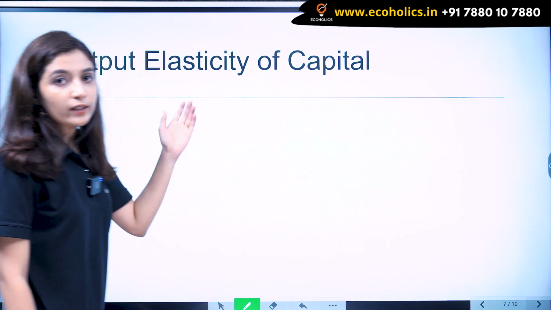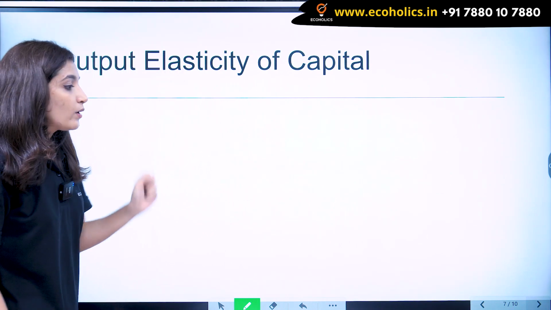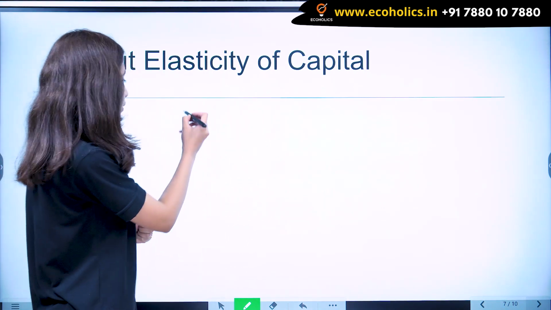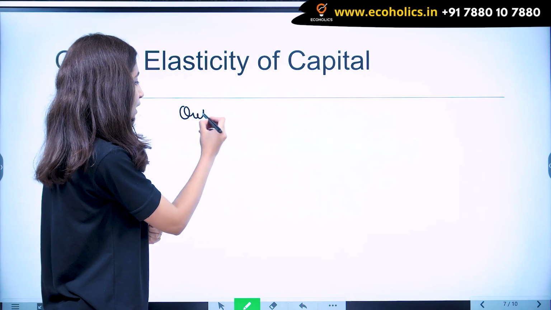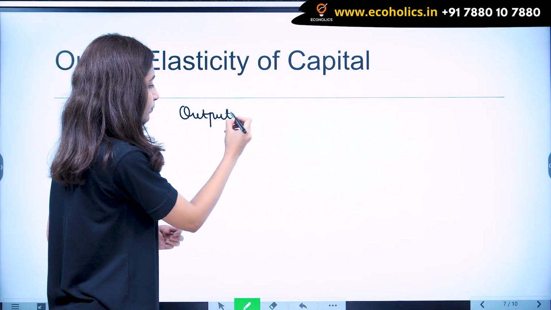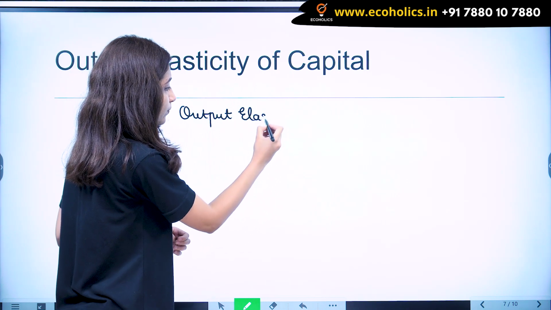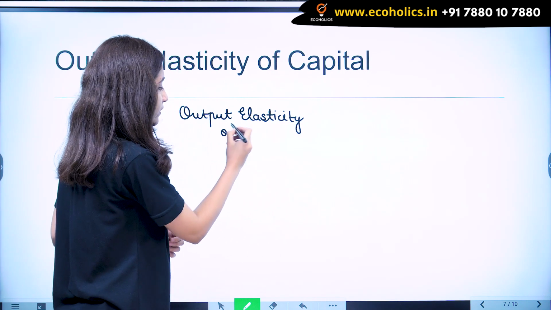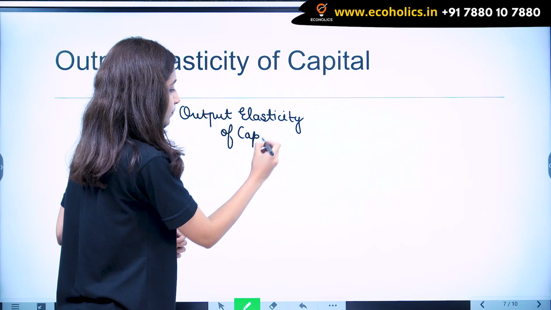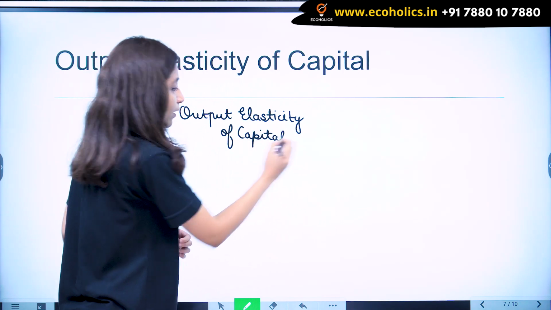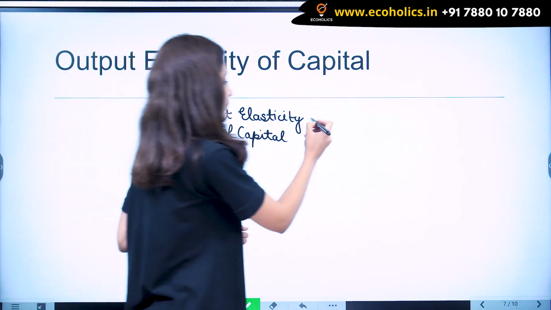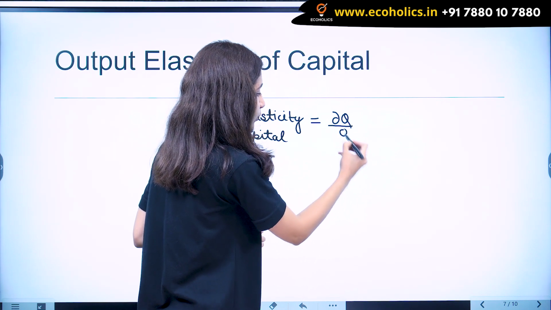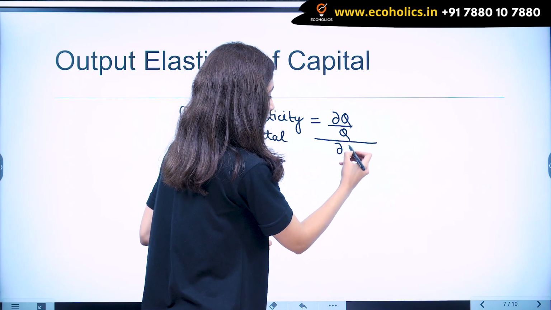Now, coming on to output elasticity of capital. Similarly, we are also going to determine our output elasticity of capital. Output elasticity of capital will be mathematically given as ∂Q by Q divided by ∂K by K.